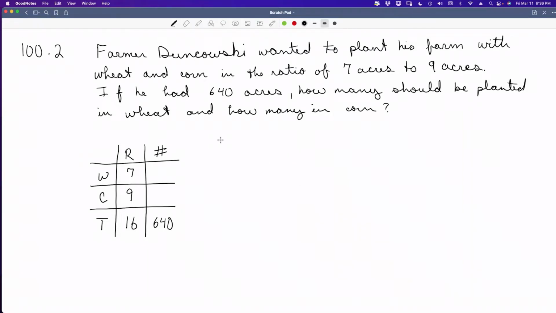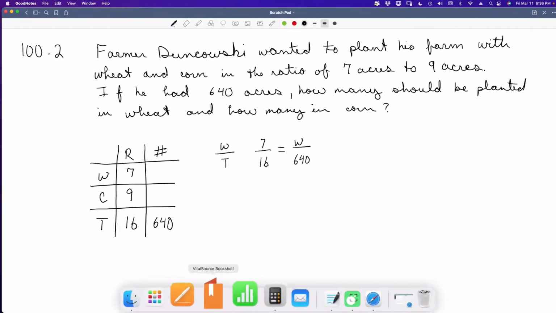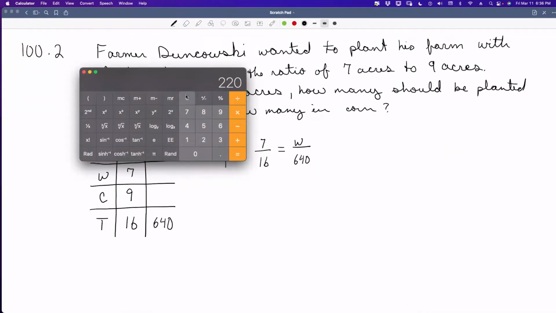So let's do that. Let's do wheat first. So wheat total. So we have 7 from the wheat over the 16 total is equal to x, or actually, why don't we just use W for wheat? And then our total acres is 640. So now we can cross multiply. I'm going to use my calculator and say 7 times 640.